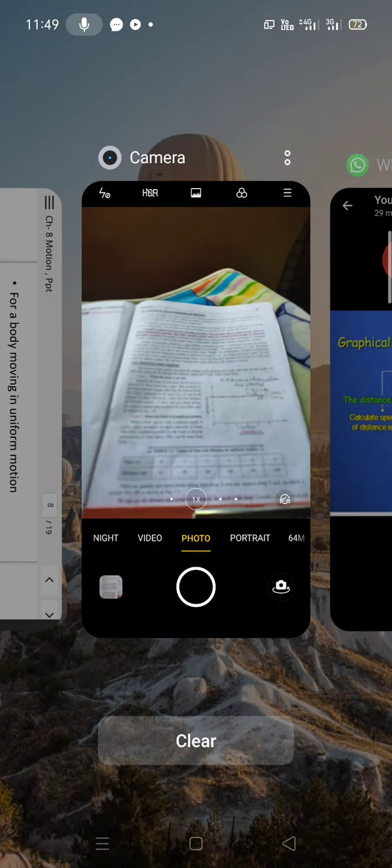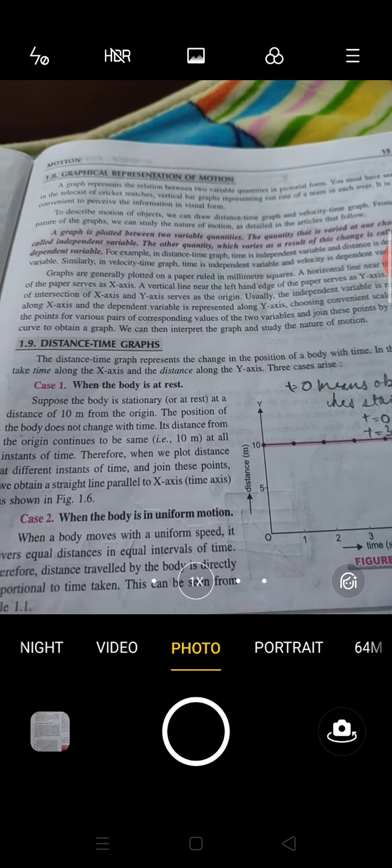We will draw distance time graph and velocity time graph, and from the nature of the graph we can study the nature of motion as detailed in the articles that follow. Here is the article. First of all, we will know what are dependent variable and independent variable. Let us see here. Can you see this picture clearly?